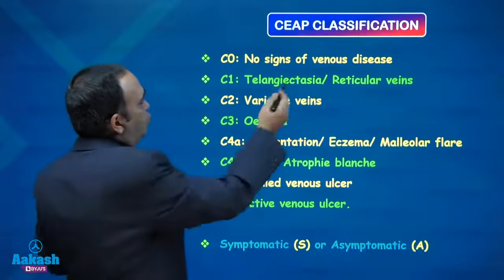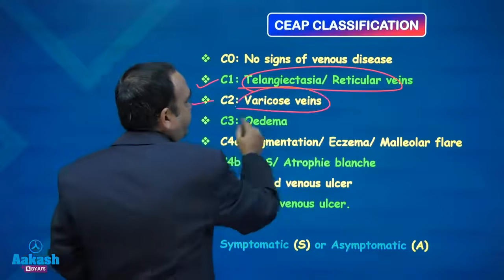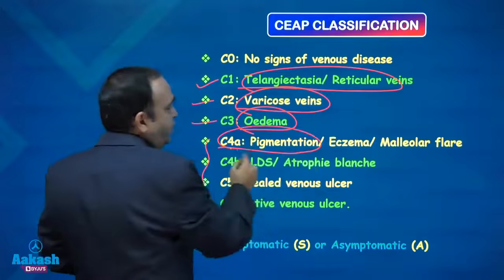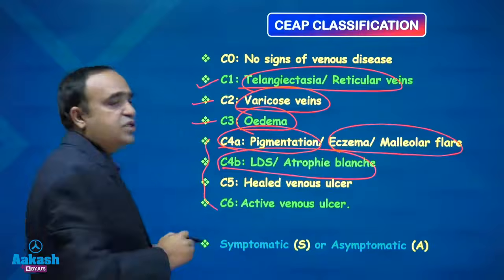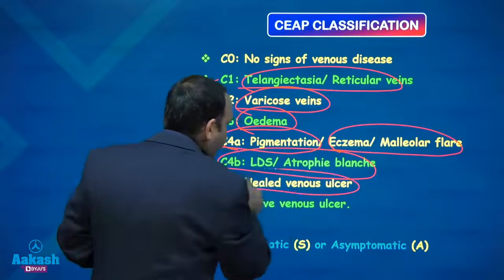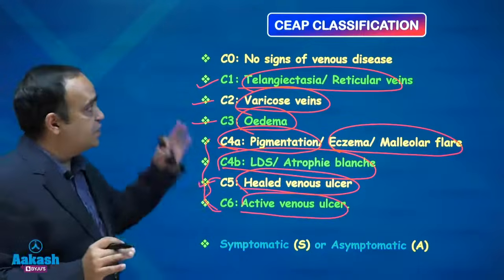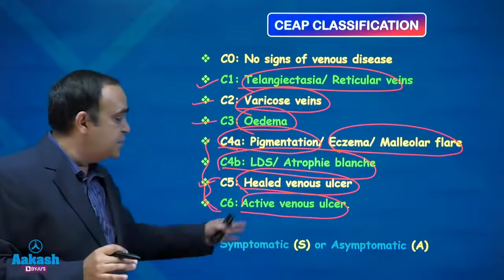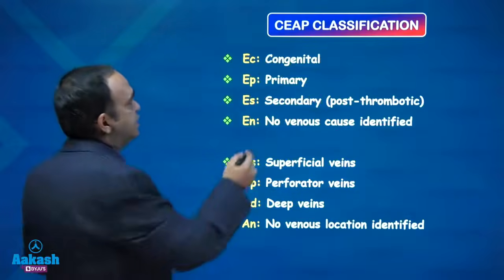Okay, so C0, no venous disease. C1, telangiectasia or reticular veins. C2 is properly formed varicose veins. C3 is the fluid comes out, edema, then the skin changes. C4A is pigmentation, eczema or malleolar flare. C4B is lipodermatosclerosis or atrophie blanche. C5 and C6 are ulcers. C5 is healed venous ulcer and C6 is active venous ulcer. So this is clinical classification. A suffix S or A is added if the patient is symptomatic or asymptomatic. Then etiological, what we have already discussed, three causes.